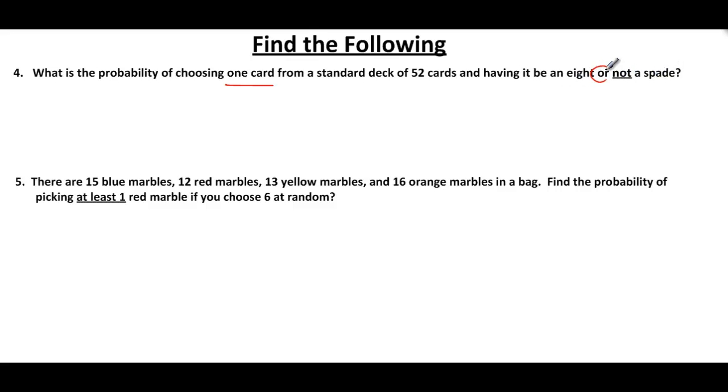But I see this or, so it's my union, so I'm going to write out my formula. What's the probability that it's an 8 or, and I'm just going to do this, not a spade. I'm going to do my little prime, not a spade.